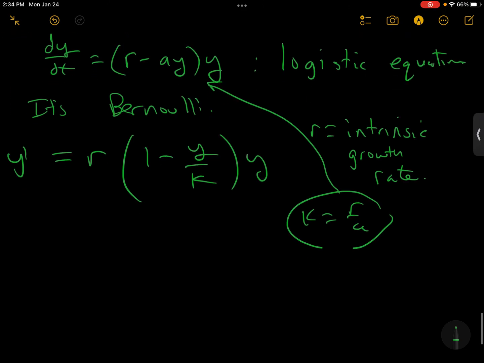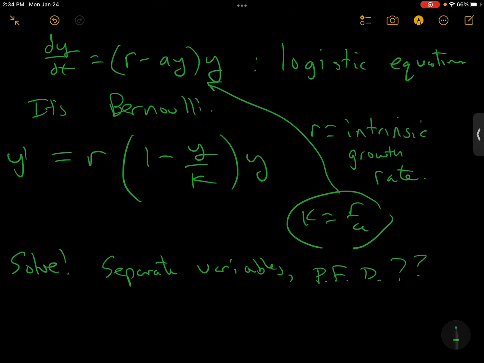So to solve this, the book used separation of variables and then used partial fraction decomposition. How many of you remember that from Calc 2? I did it and it was a mess. But I think the better way is to look at this as Bernoulli.